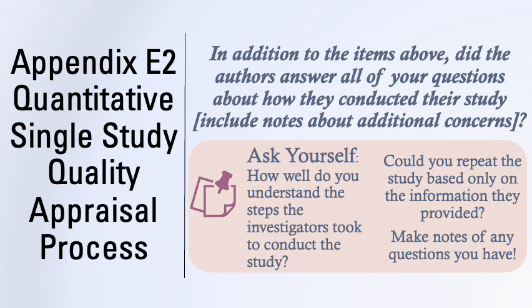The 12th and final quality appraisal question for the methods section of a quantitative study asks, in addition to the items above, did the authors answer all of your questions about how they conducted your study? Include notes about any additional concerns. To best answer this question, consider how well you understand the specific steps the investigators took to conduct the study. Ask yourself if you feel like you could repeat the study based on the information the authors provided. If your answer is no, jot down what questions you still have or what was unclear about their process. You may not have any questions. You may have a lot of questions.